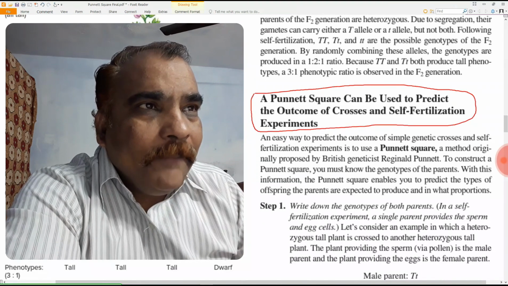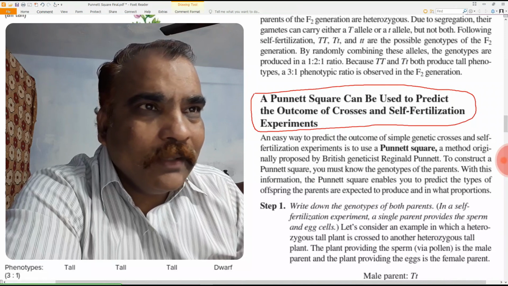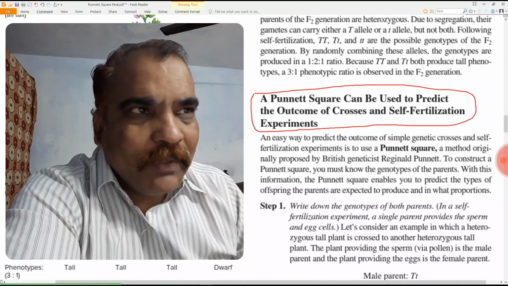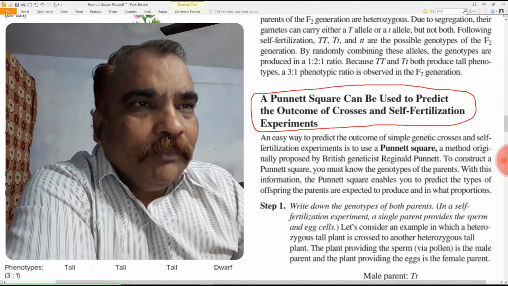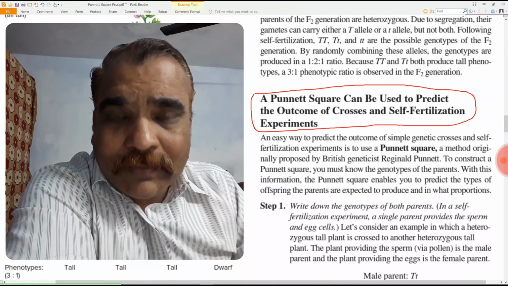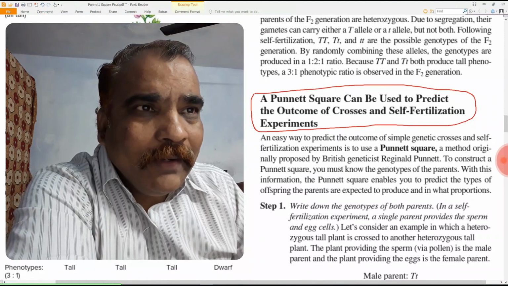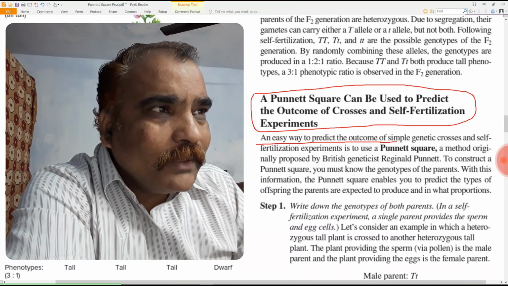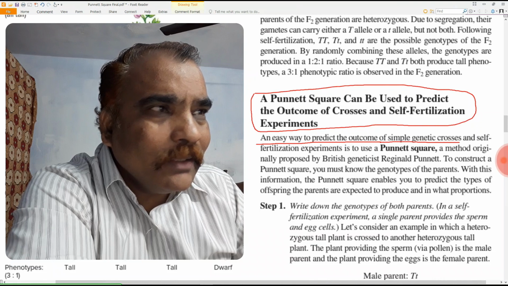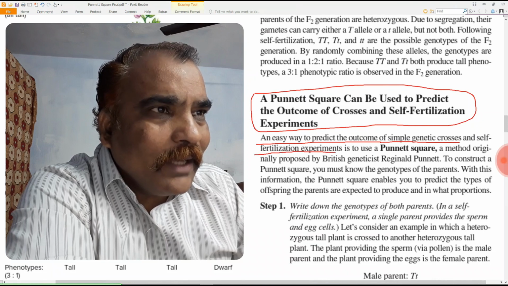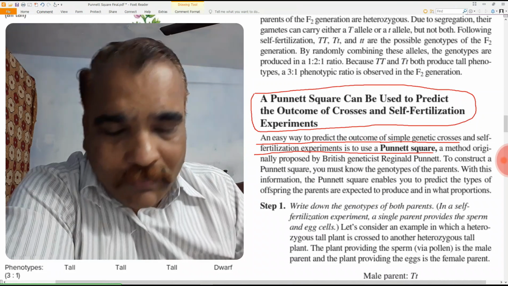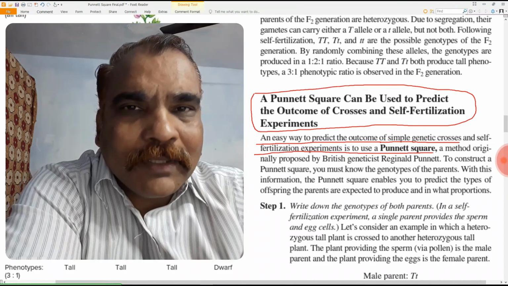A Punnett square can be used to predict the outcome of crosses and self-fertilization experiments. Now what is a Punnett square? A Punnett square is an easy way to predict the outcome of simple genetic crosses and self-fertilization experiments. Now, first of all, let's understand the Punnett square.